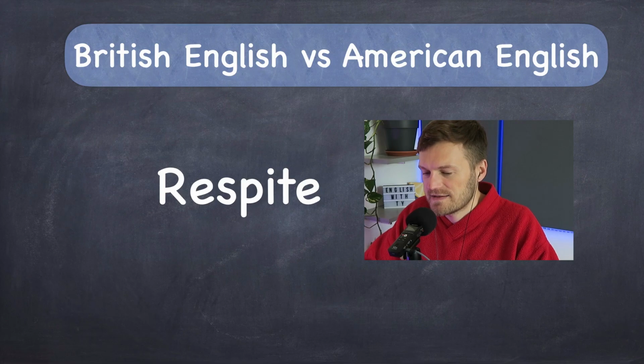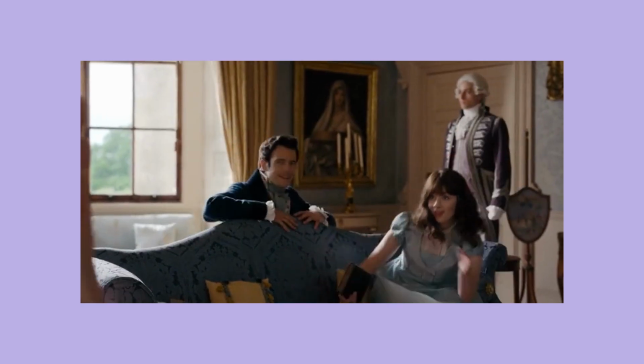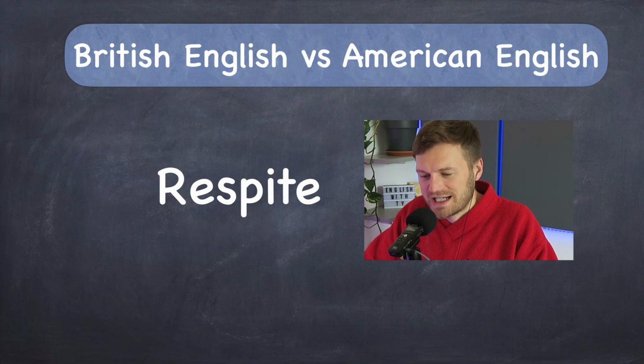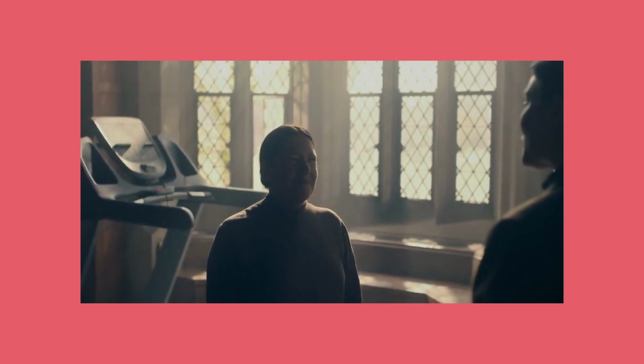The next word is spelled R-E-S-P-I-T-E. And in British English, it would be pronounced respite. So the I is once again pronounced like an I this time, not like an E. Whereas in American English, it would be more like respite. So the I is pronounced like an I again. Here's an example for you.